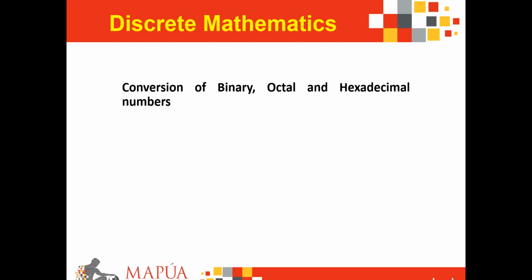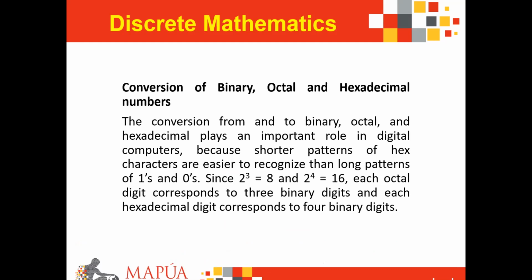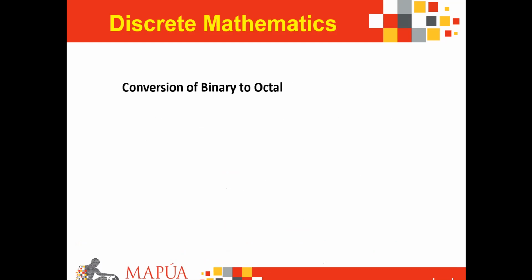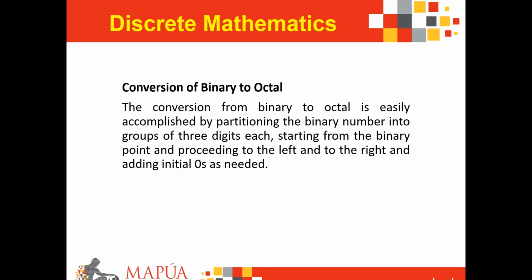The conversion of binary, octal, and hexadecimal numbers. Basically, the conversion from binary to octal and hexadecimal plays an important role in digital computers because shorter patterns of hex characters are easier to recognize than long patterns of ones and zeros. Let's say we want to convert binary to octal. This is easily accomplished by partitioning the binary number into groups of 3 bits, starting from the binary point, proceeding to the left and to the right, adding zeros as needed.